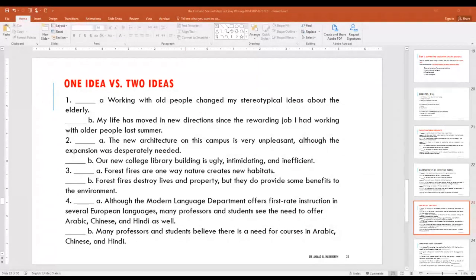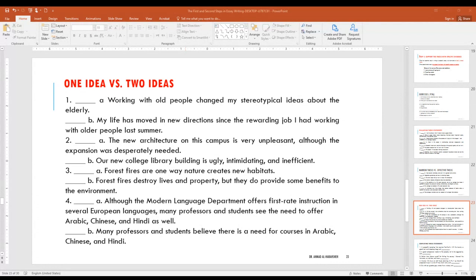A, forest fires are one way nature creates new habitats. B, forest fires destroy lives and property, but they do provide some benefits to the environment. A has one idea, B has two ideas.